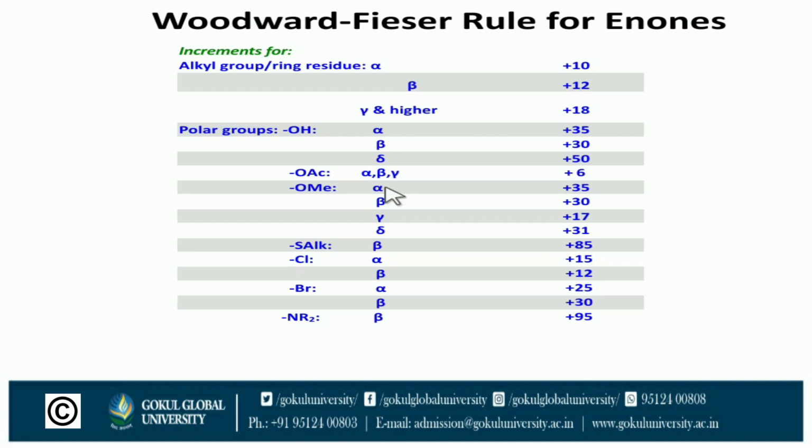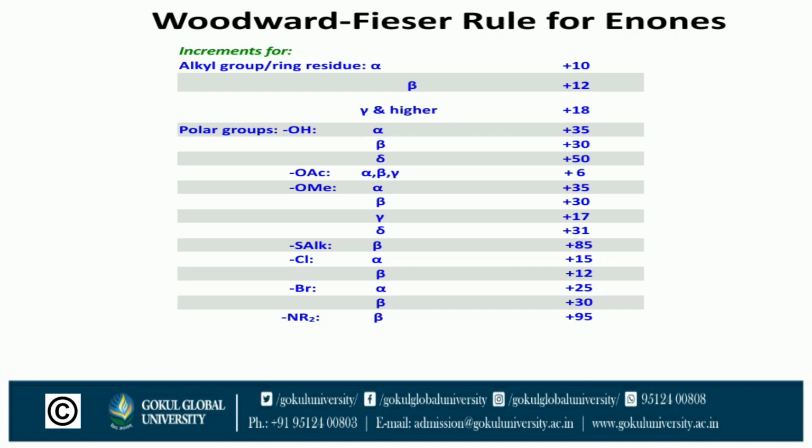For the polar group, if OH group is present in the alpha position, then the value is plus 35. At the beta position, value is plus 30. At the delta position, value is plus 50. OAc group, alpha beta gamma same, then the value is plus 6. Methyl group, then alpha beta gamma delta have continuously plus 35, plus 30, plus 70, plus 31.